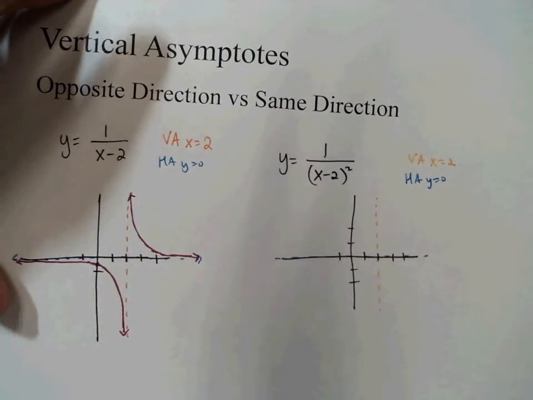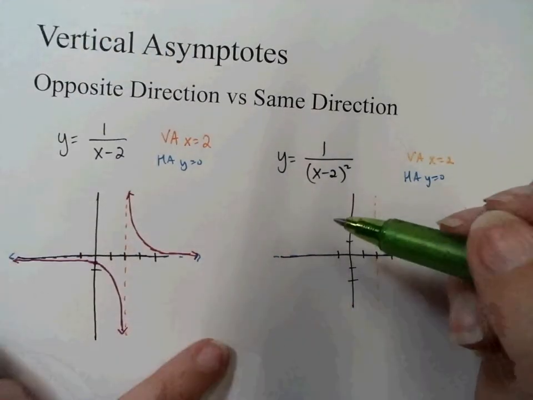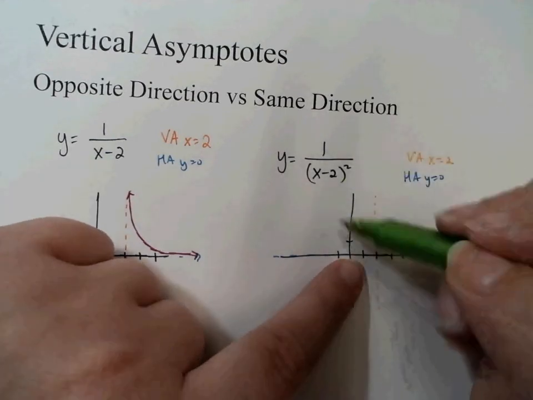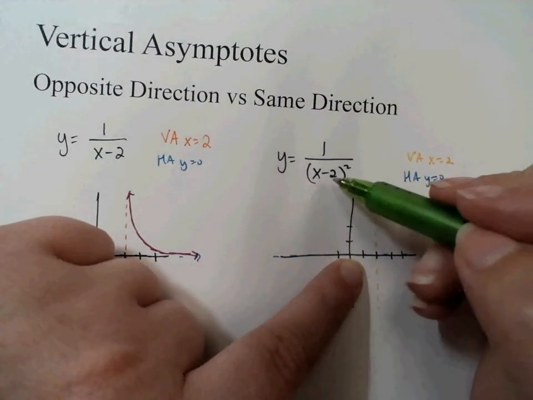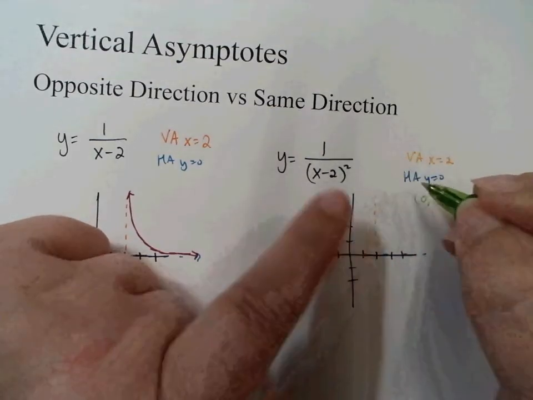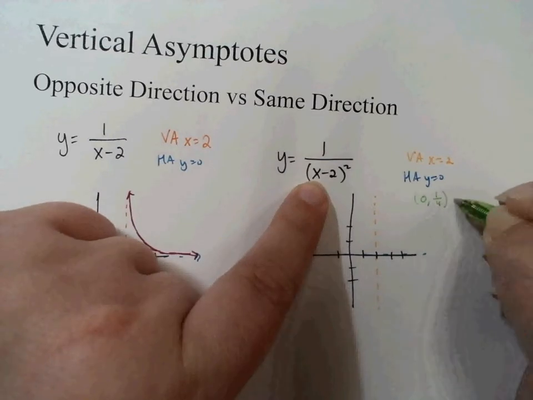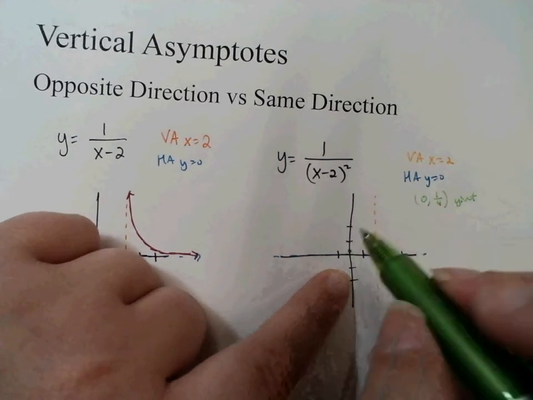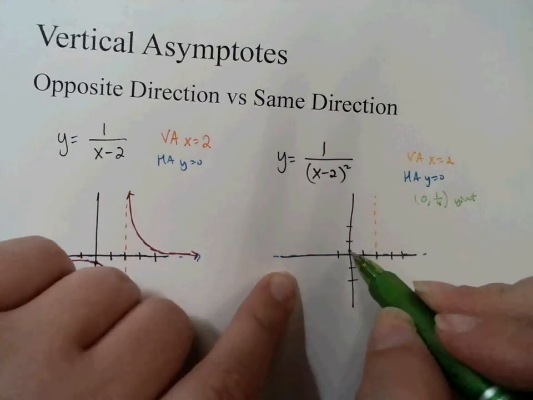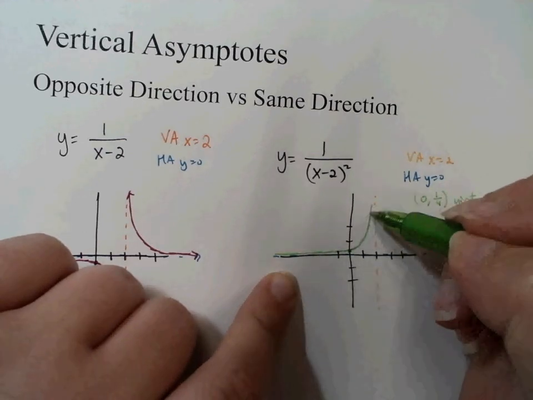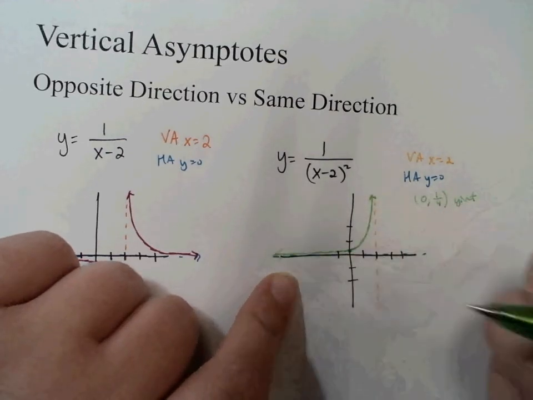And in fact, I still have a y-intercept. Actually, this time it's going to be positive because I'm squared. So if I plug in x equals 0, 0 minus 2 is negative 2, negative 2 squared is positive 4. When x equals 0, the y value is 1/4. So my y-intercept is actually right here, which means that if it has to cross here, then we have to come from here and go up, approach it from there.